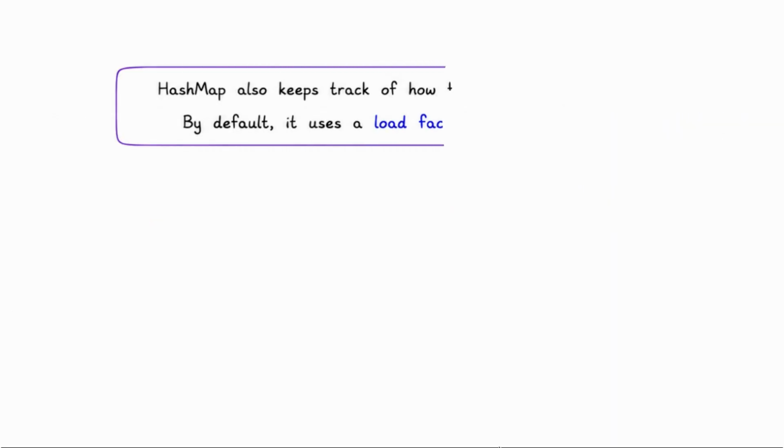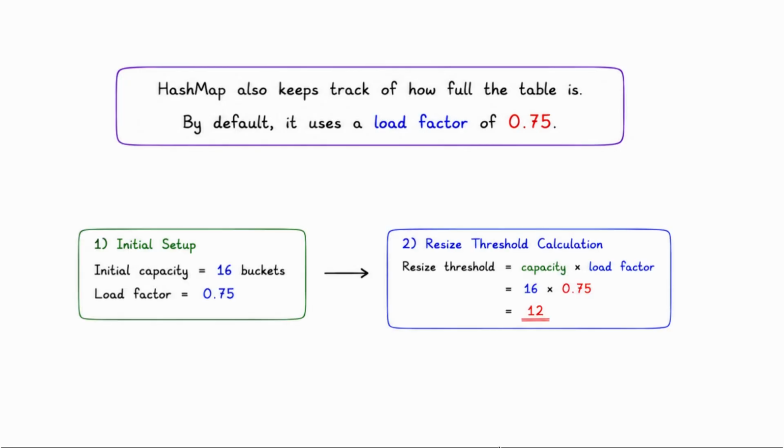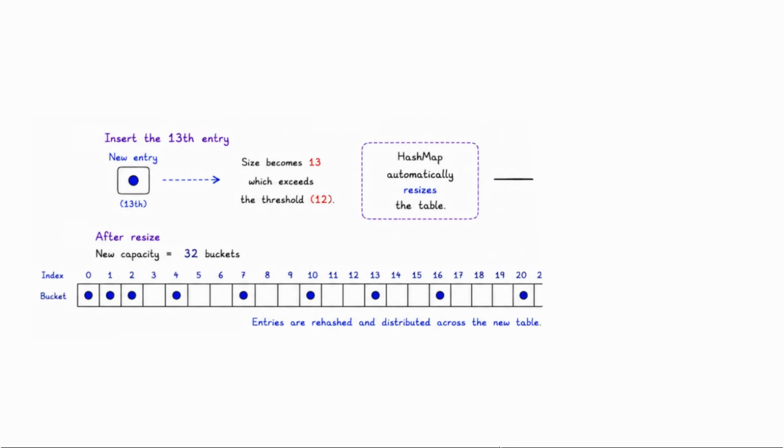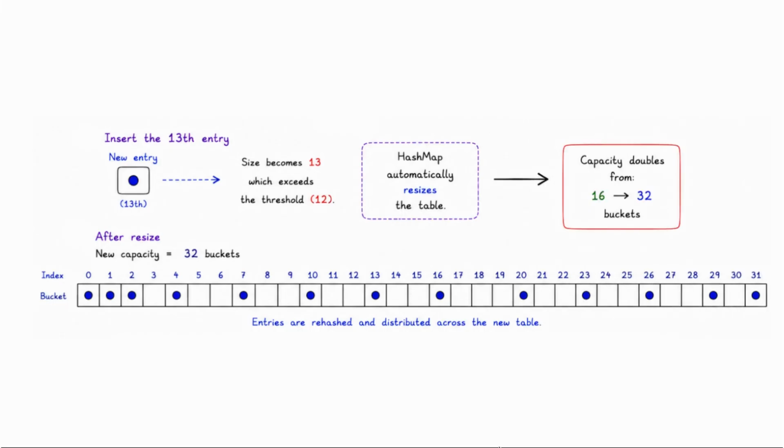HashMap also keeps track of how full the table is. By default, it uses a load factor of 75%. With an initial capacity of 16 buckets, the resize threshold becomes 12. This means the table can hold up to 12 entries before it needs to grow. When you insert the 13th entry, HashMap automatically resizes the table. The capacity doubles from 16 to 32 buckets.